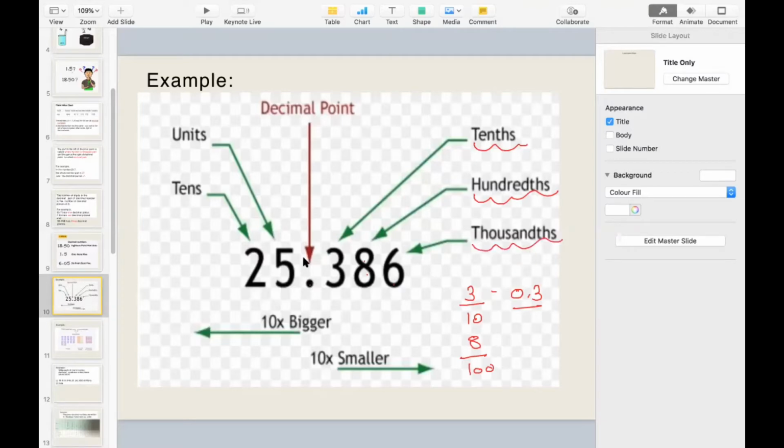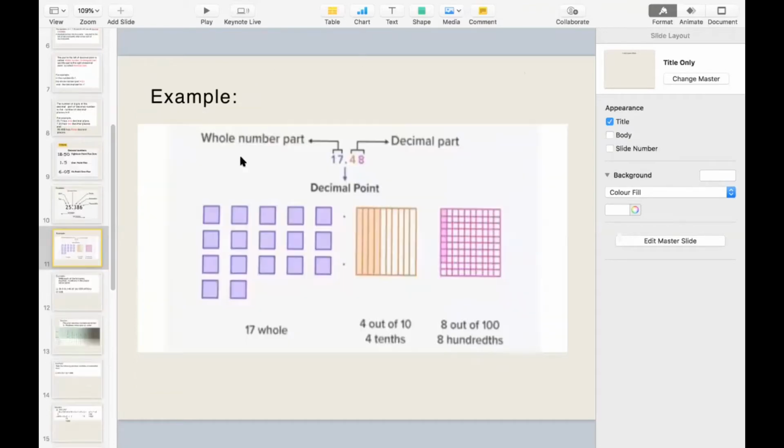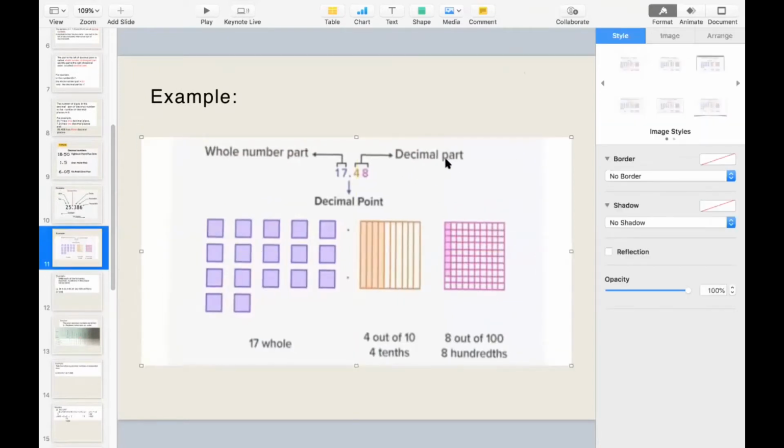As we move to the right side of the decimal point, the values keep decreasing 10 times. So this is 10 times smaller than 1, and this 8 is 10 times smaller than the tenth place, and the 6 is 10 times smaller than the hundredth place. We can see it more clearly here. The number which we have written is there.